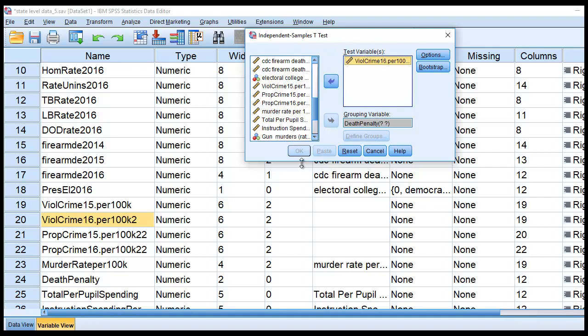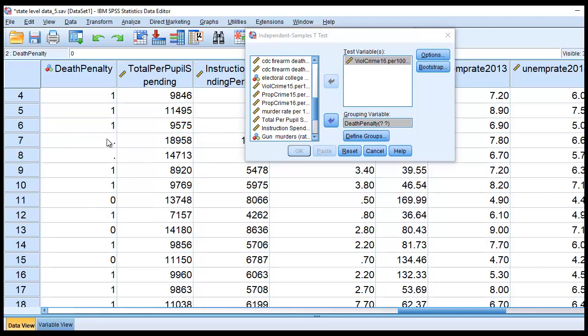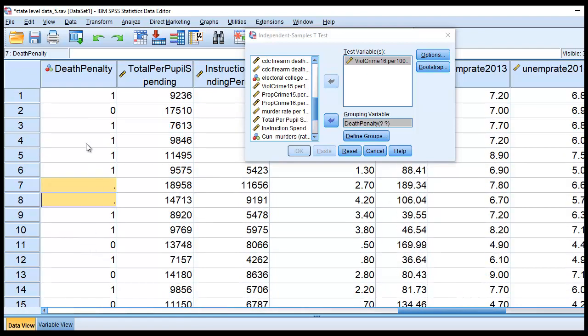So now, for the grouping variable, I also have to assign values for the two groups. So with the death penalty variable, there are actually two values that are represented. A value of 1 represents a state with the death penalty, a value of 0 represents a state without the death penalty. And it looks like from the original data set that I was working from, there were a couple of missing values there. So in that respect, we are actually working with some sample data.